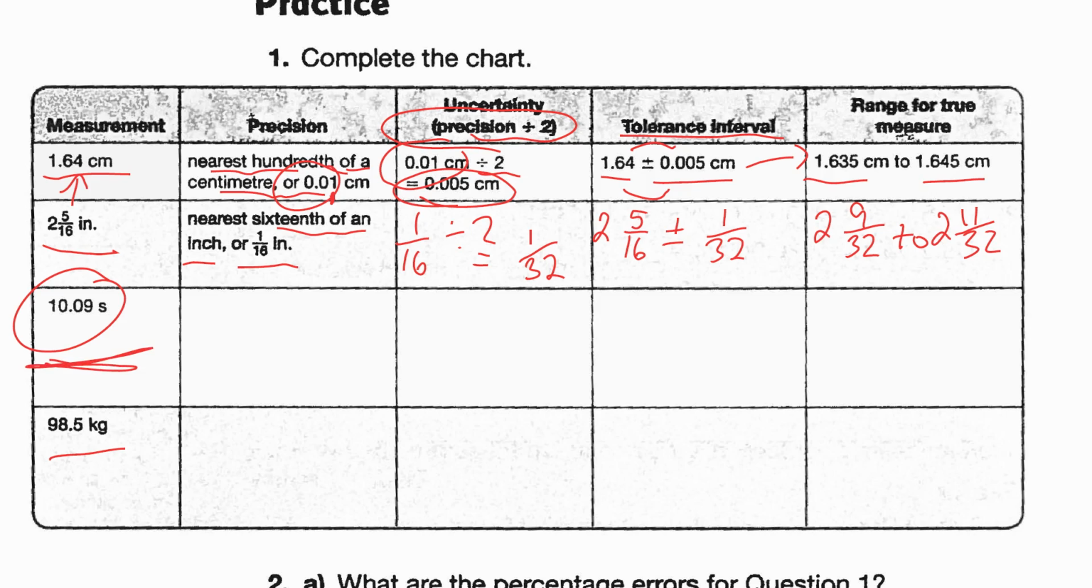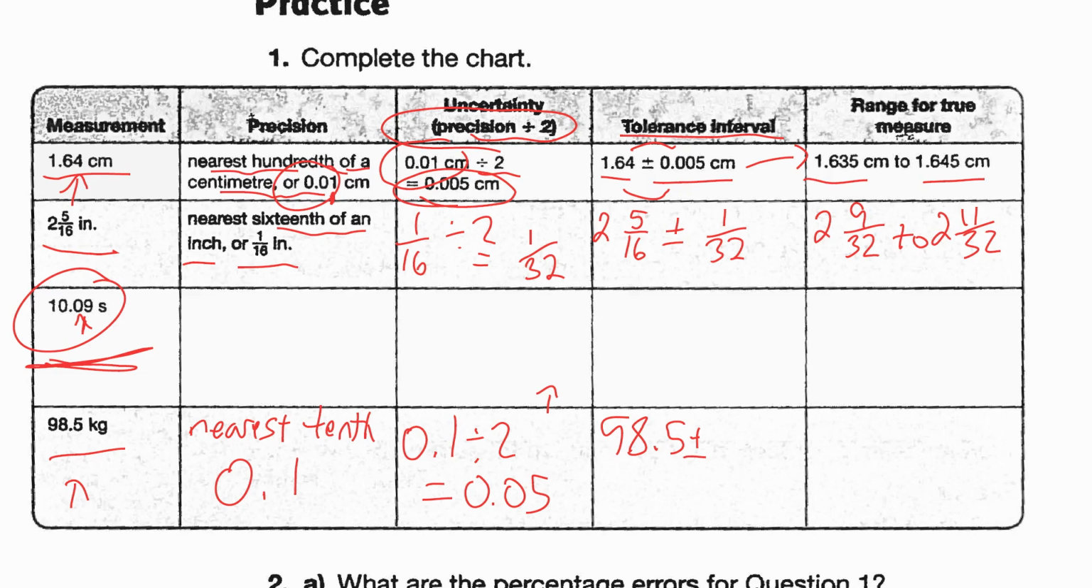So you guys do the next one, and then I'll do this one. So my precision is to the nearest tenth, so 0.1. That means I take 0.1 divided by 2, which will equal 0.05. And you're doing the exact same thing for the one up here, but it'll be to that decimal spot. Then it'll be 98.5 plus or minus 0.05. And that'll give us a range of 98.45 to 98.55.